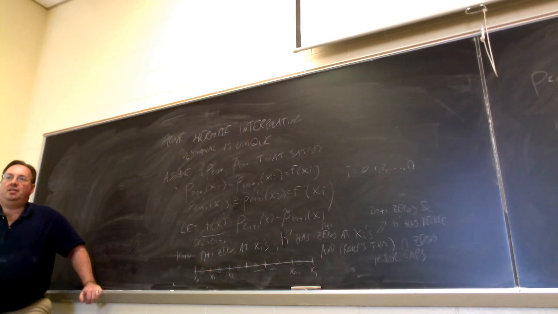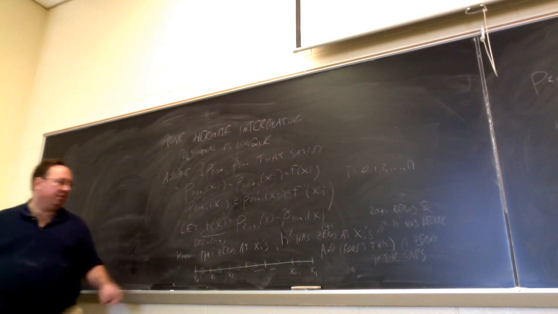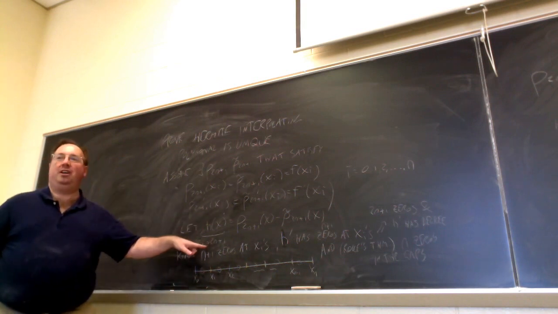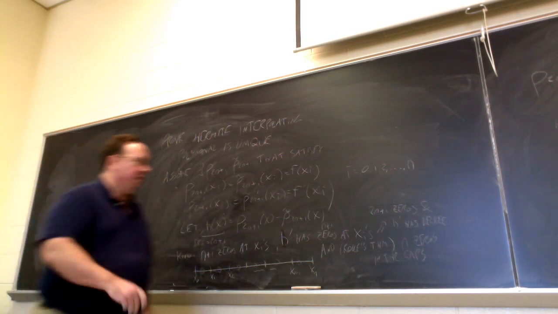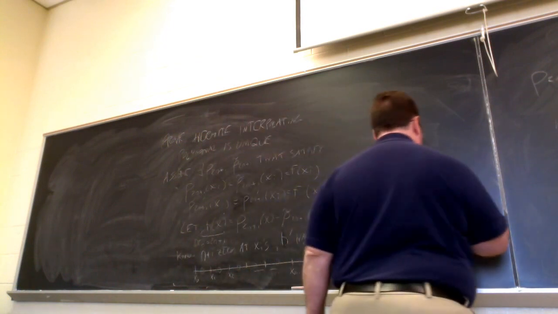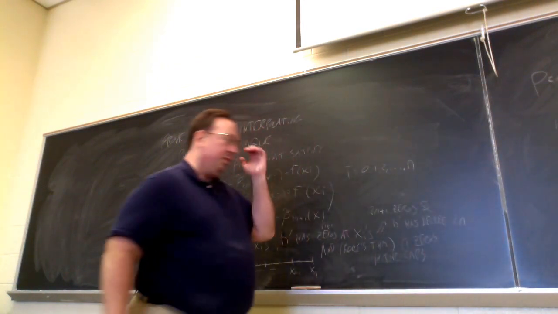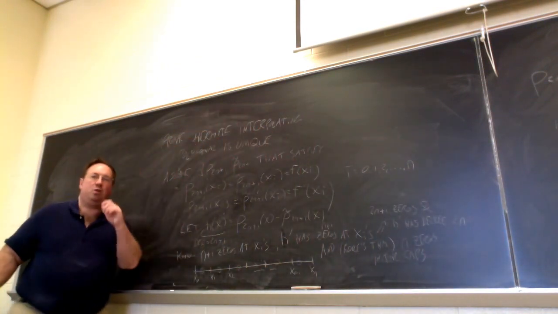Two n plus 1 zeros is for h prime. But what is the degree of h prime? I think someone said it. 2n. Yeah, because h has degree 2n plus 1, we deduct 1. So h prime has degree 2n. So what does it tell us about h prime?